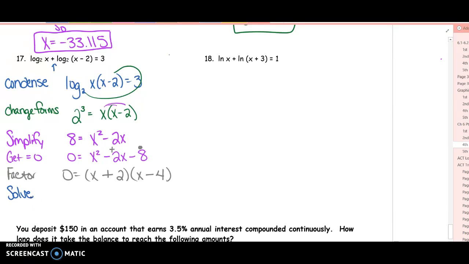Once you have this factored, your next step is to solve. So if the factor is x plus 2, the solution is x equals negative 2. If your factor is x minus 4, your solution is positive 4. Anyone want to take a guess what the last step is?